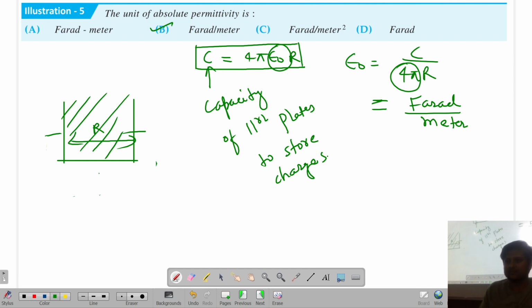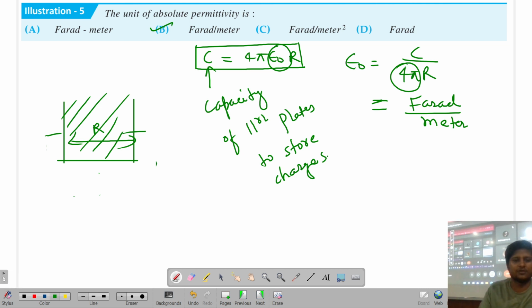Nishant, capacitor done or not? Yes, sir. Okay, I'll do it for you guys. Sir, I already answered it.